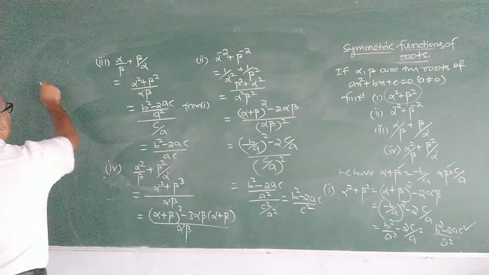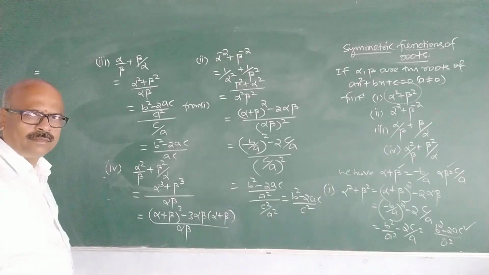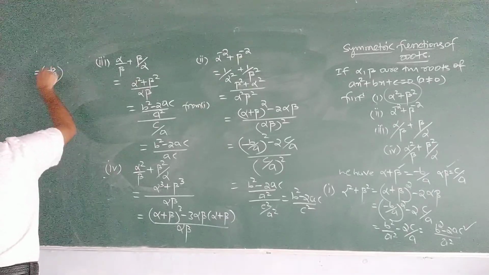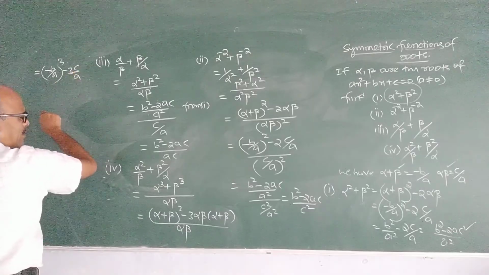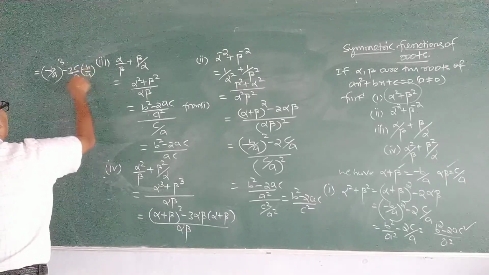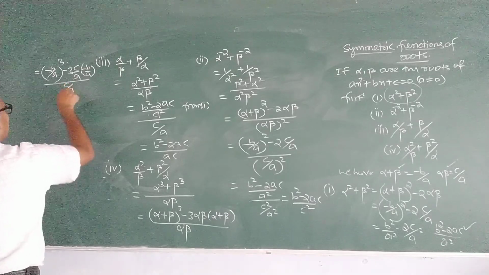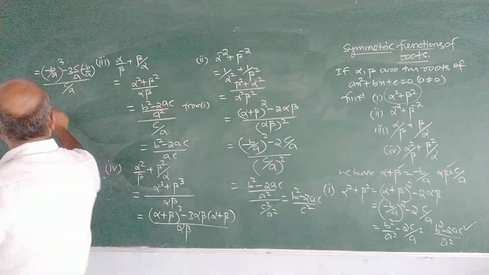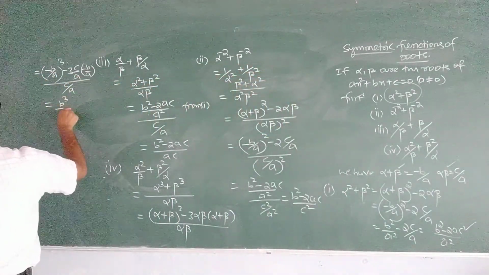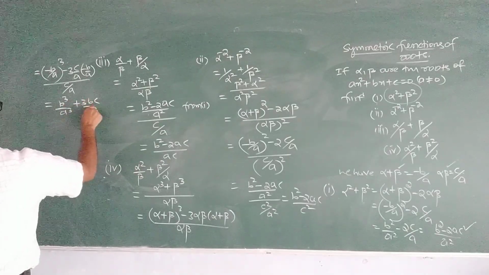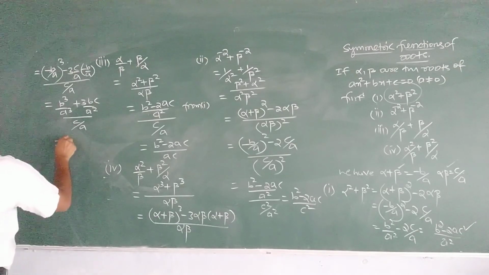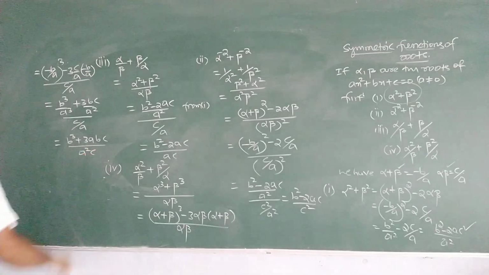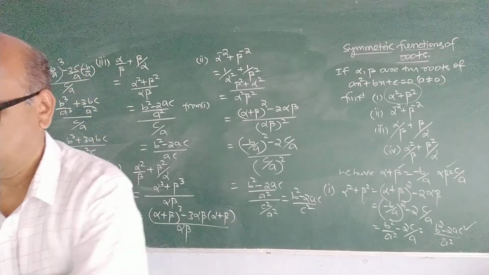Now substitute values. What is alpha plus beta? Alpha plus beta is minus b by a whole cube, minus 3 into alpha beta, which is c by a, into minus b by a, divided by alpha beta, which is c by a. Simplify this. Verify what you get. b cube by a cube plus 3bc by a square, divided by c by a. Therefore b cube, 3abc upon a square c. This is the expression upon a square c.